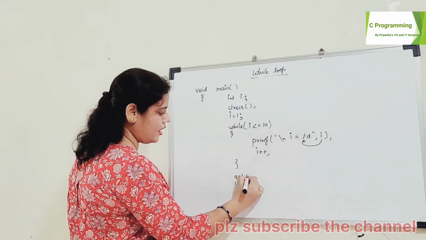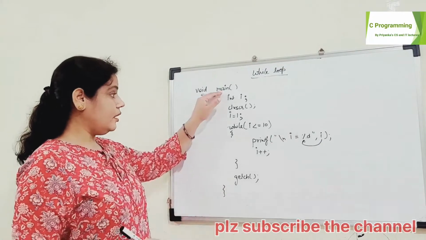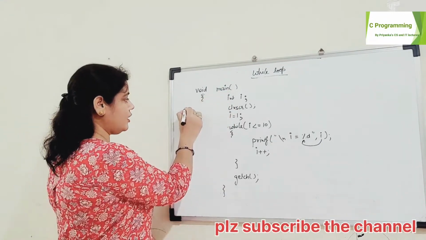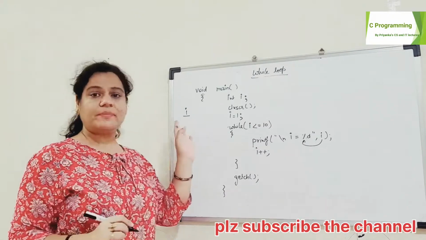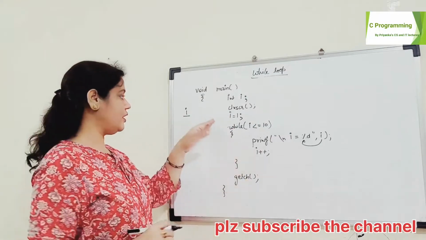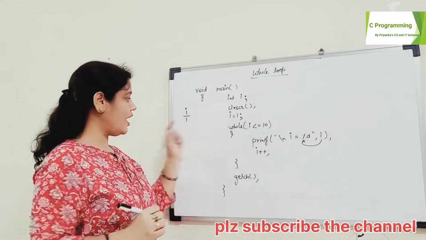After that, getch. Look now. Here is my main function. Here is a variable called I. It must have some garbage value initially. If I initialize that variable, then it will have the latest value. I is equal to 1. The latest value of I is equal to 1.